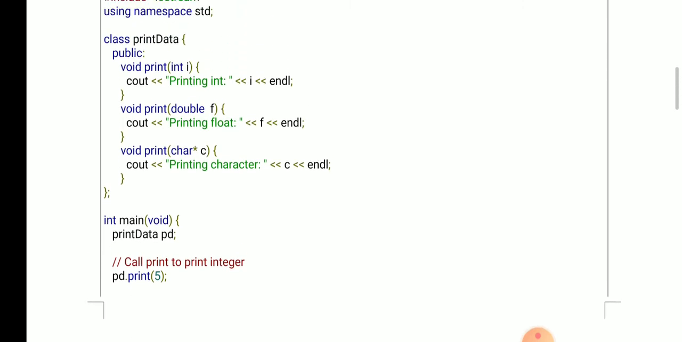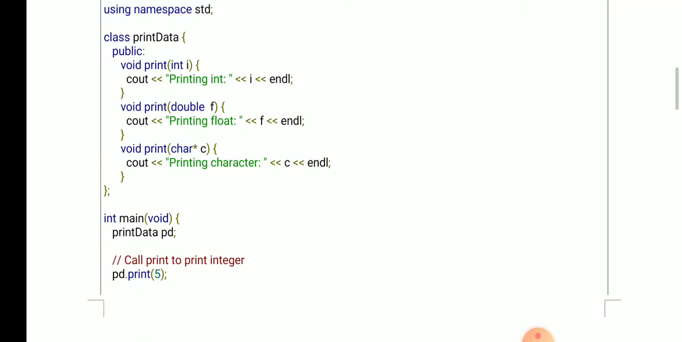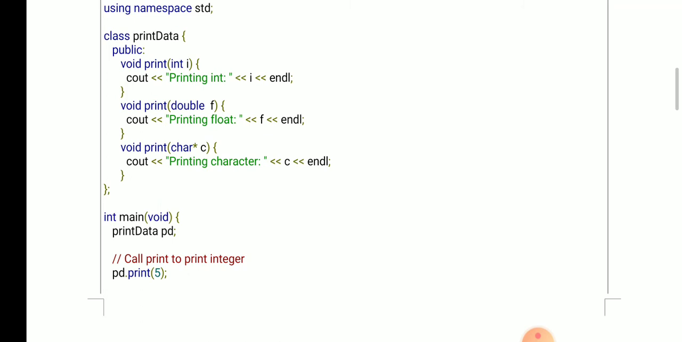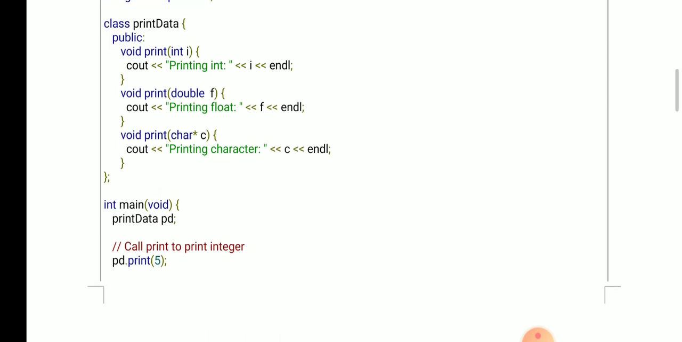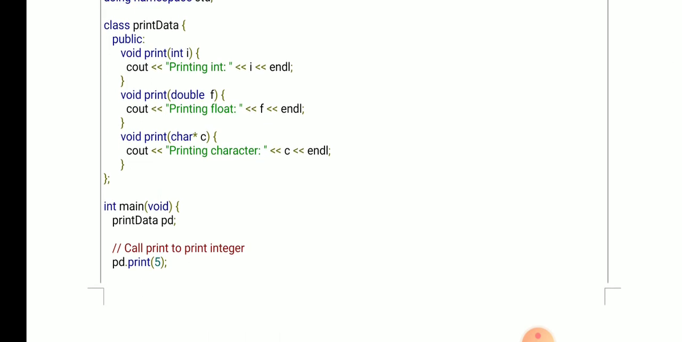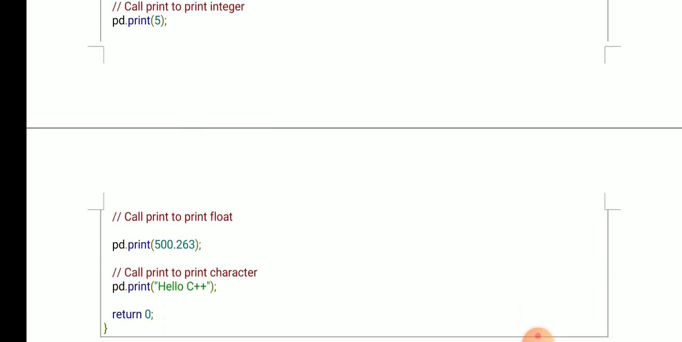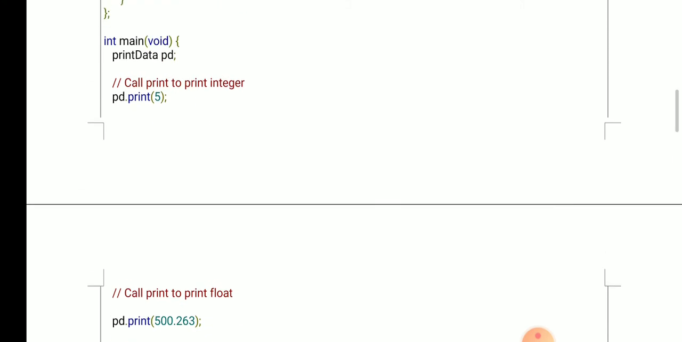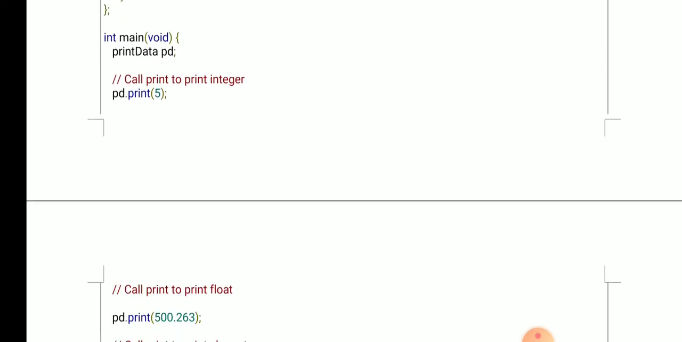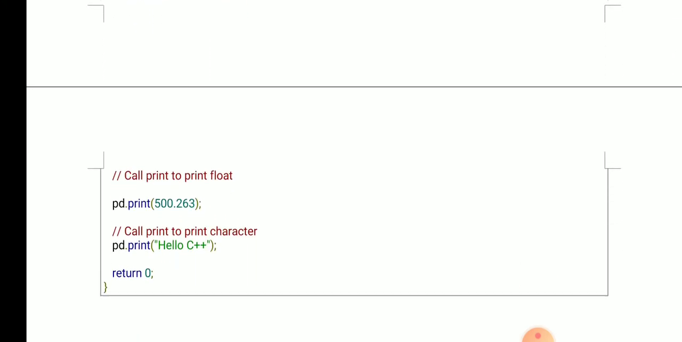Our class is print data, and here we are giving the name of the object, that is pd. How can we make an object? Name of class, then object name. Then dear students, with the help of the object pd, we can call the print function: pd dot print, and in brackets we give an integer value. Then pd dot print with our double value, and then pd dot print where we give our character value.